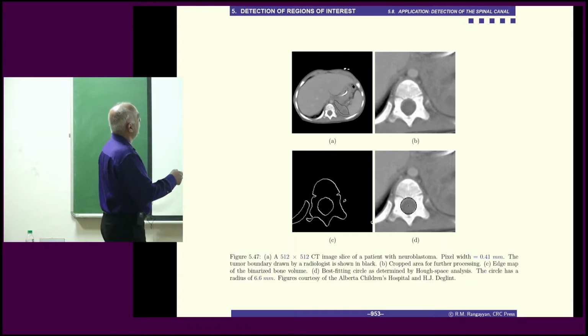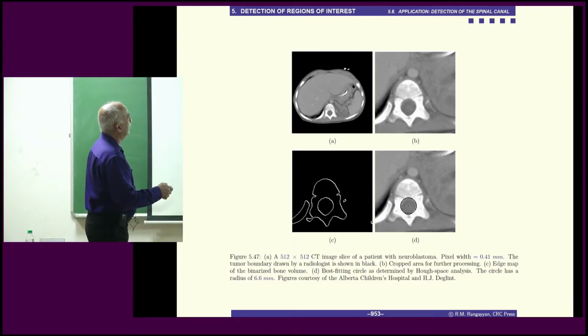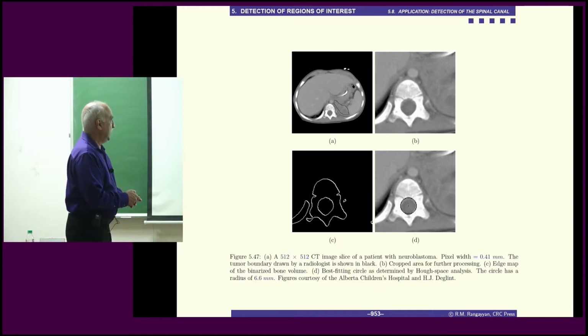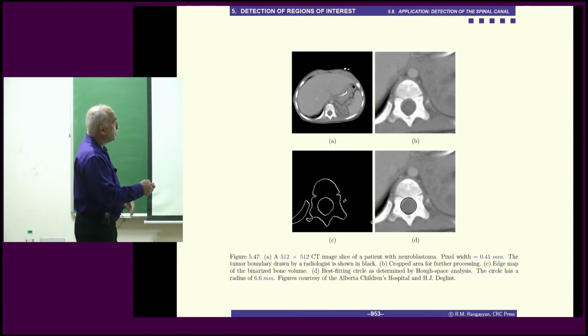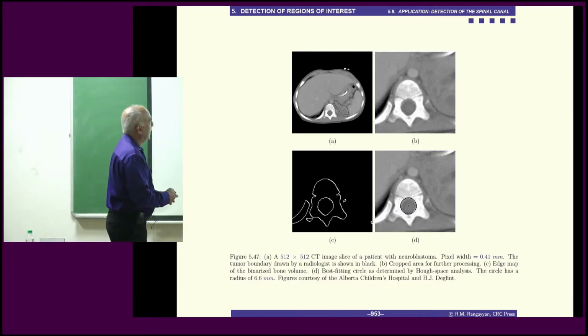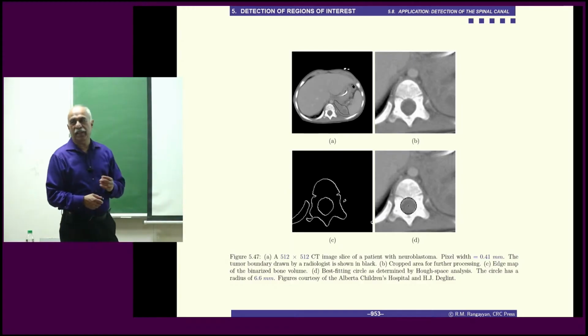So here is a CT image, and this was the cropped area. In most cases, these constraints worked. Of this cropped area, we find the edge map of the bone volume. The bone region in 3D was grown earlier. And now you see a nice circle, almost nice circle.